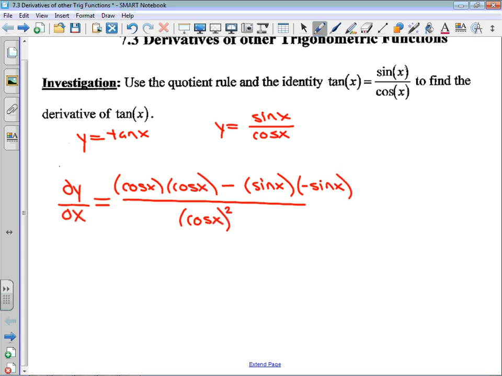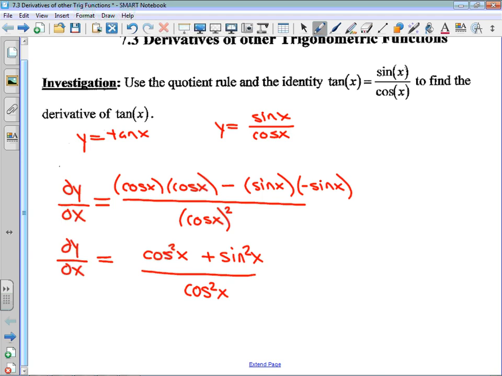Well, what that gives me, and I can clean this up, and we do want to clean it up, is dy over dx is equal to cos squared x plus, because it's a negative times a negative, sine squared x, all divided by cos squared x. Now, don't get too cancellation happy. Those cos squareds don't cancel. There's two terms in the numerator, so we can't do that.